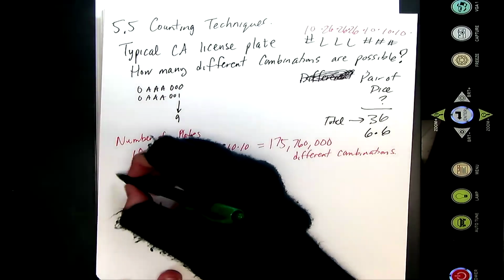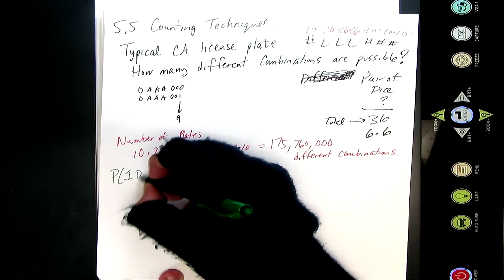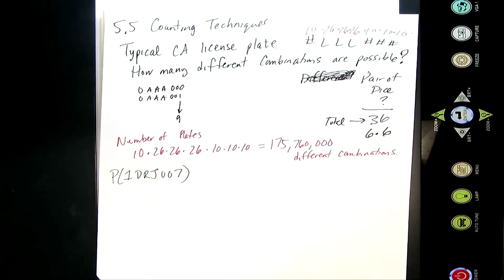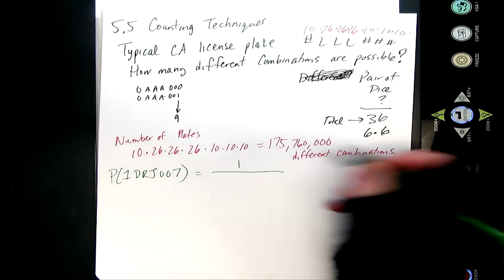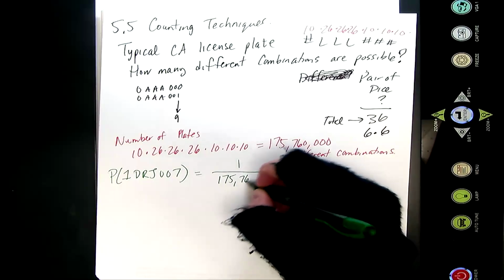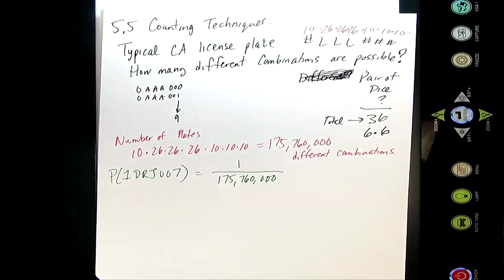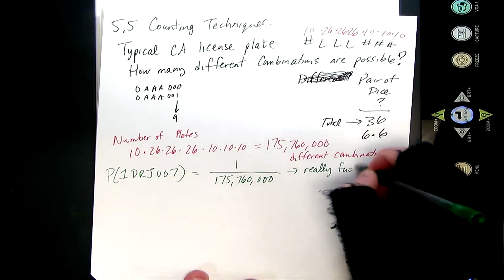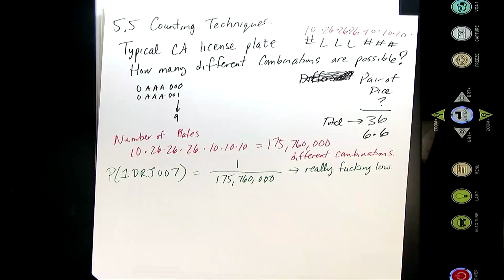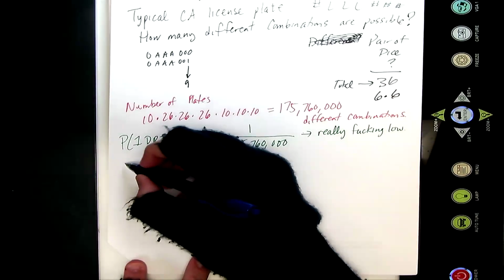Let's say I want plate 1 DRJ, those are my initials, and let's throw in some 007 because I like being fun. Let's say I wanted that on my license plate and I just want a random chance to happen. What is the probability of that plate happening? Well, there's only one plate like it, and there were 175 million combinations. So, without throwing this in a calculator, why don't we just go with really low? What if we didn't want any repeats?